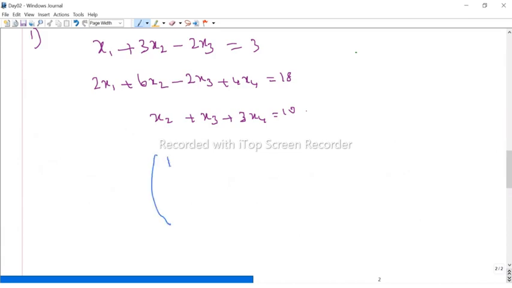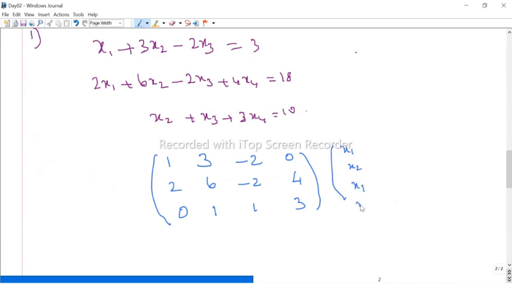The first row: the x1 coefficient is 1, the x2 coefficient is 3, x3 is minus 2. There is no x4, therefore 0 in the first row. Second row, the x1 coefficient is 2, the x2 coefficient is 6, x3 is minus 2, and x4 is 4. And then the third row, there is no x1, x2 is 1, x3 is 1, x4 is 3. So this is multiplied by x1, x2, x3, x4.